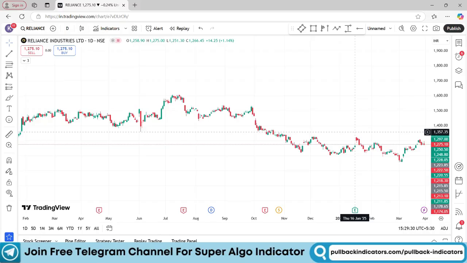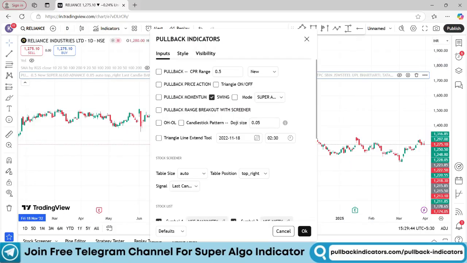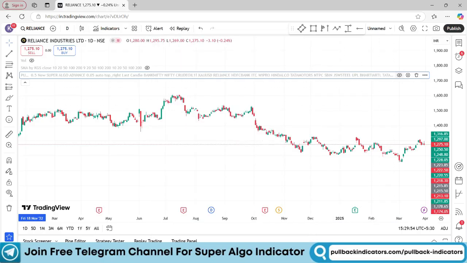Now to understand this strategy, we would be needing the help of pullback indicators. As I have already mentioned, the pullback indicator is a 5-in-1 indicator. So we are having a lot of different versions, like for example, pullback range breakout with screener. Then we are having super ALGO advance, and then we are having the swing version. Today I will be telling you about the swing version, right? We'll press OK, and this is the indicator.